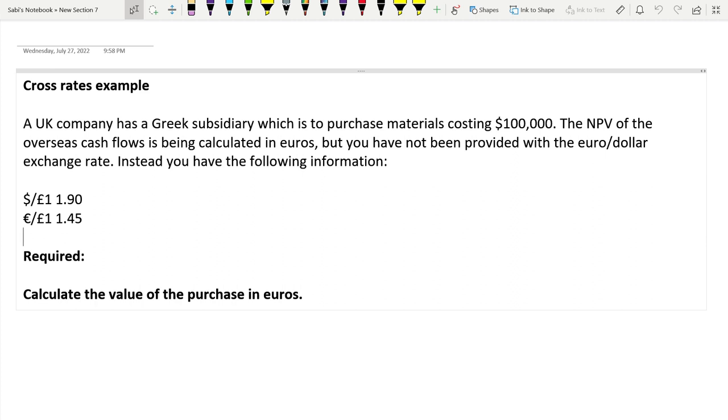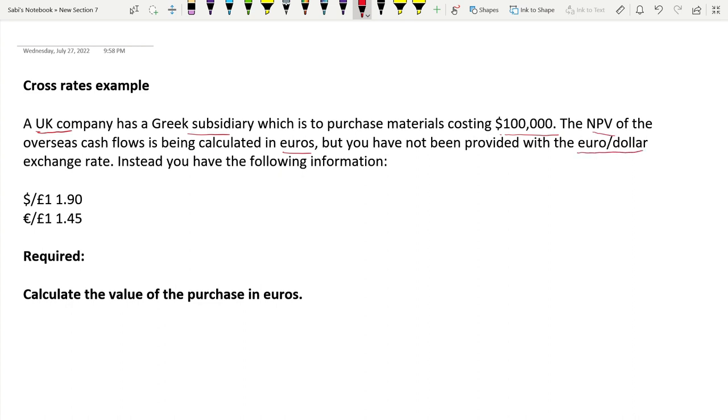So here you have been given an example of cross rate. A UK company has a Greek subsidiary which is to purchase materials costing $100,000. Now the net present value is calculated in euros. But you are not provided with euro and dollar. You need euro and dollar, right? Because overseas is calculated in euros, you have to convert that euros to dollar, because the material costing is in dollar before you can convert it into euros. You need a euro dollar exchange rate, okay?